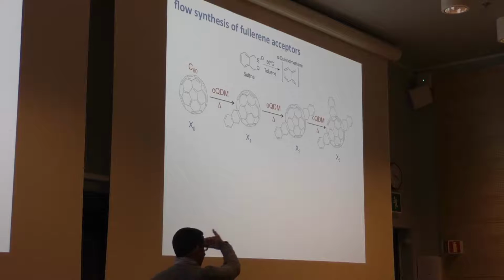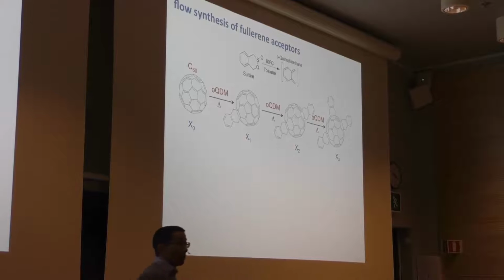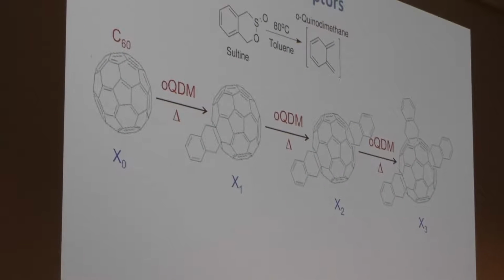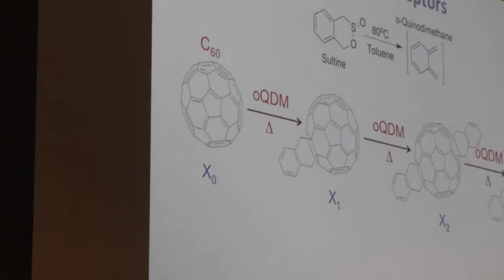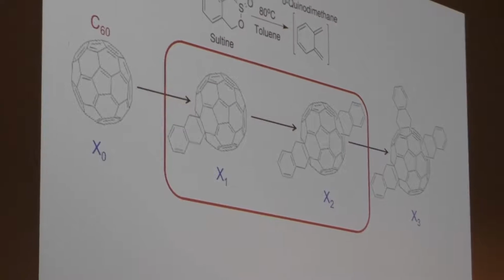In principle, this reaction carries on to higher and higher order adducts until everything is sterically hindered and the reaction can't proceed further, or you've depleted your saltine here and you've reached the end of the reaction. But what we really want to do in practice in the field of electronics, it turns out that these two middle adducts, X1 and X2, are the ones that we want to target. X0 is C60, so that's not very soluble, and X3 has rather poor electronic properties.